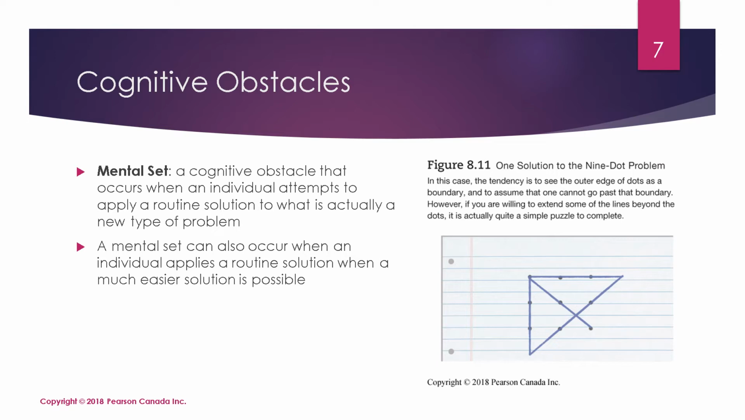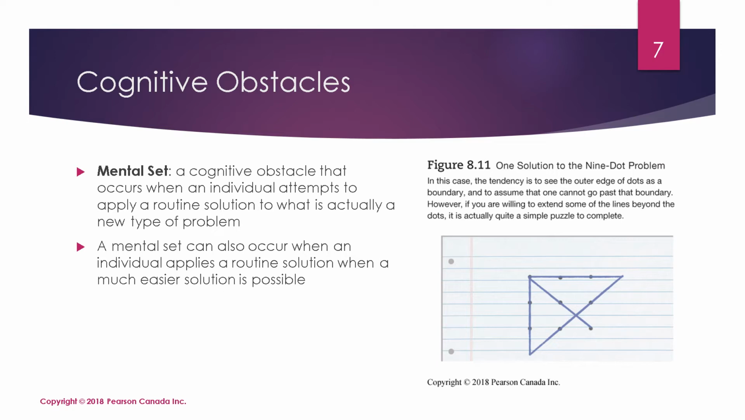So a lot of people would assume that because you have the boundary caused by the outer edges of dots, you're not able to go outside of it, but that wasn't actually specified in the problem. So this is an example of a mental set: a cognitive obstacle that occurs when an individual attempts to apply a routine solution to what is actually a new type of problem. Just because in the past, if you saw stuff like this, it would probably say something along the lines of not going outside the box, quite literally. We really need to think outside of the box in this case.